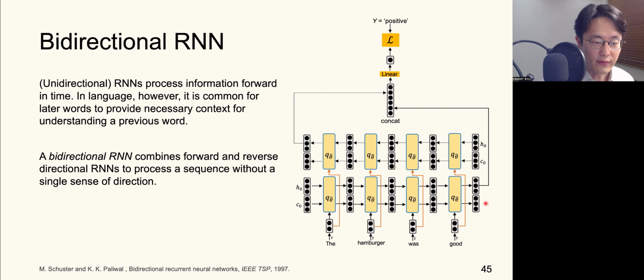So this bottom component of this RNN is simply a normal forward unidirectional RNN. And then this top component, which does not interact with the bottom component, is a reverse unidirectional RNN. So this top component processes the words in reverse order: good, was, hamburger, that's the order in which the top RNN component processes the input. The forward unidirectional RNN and the backward unidirectional RNN perform their processing independently. They produce a final hidden state each, and those are concatenated. And then finally, we pass that through a linear layer to perform the sentiment classification.